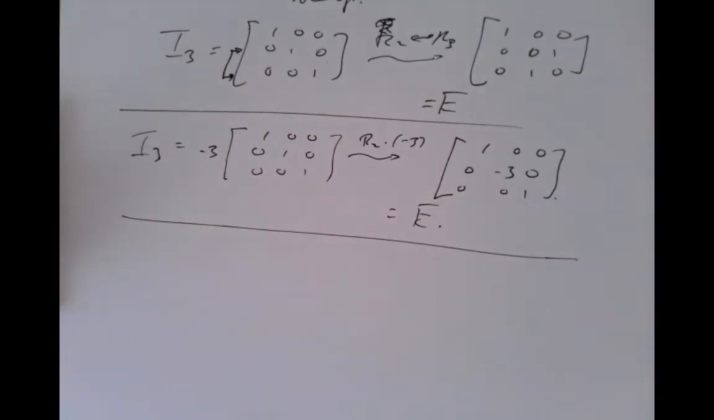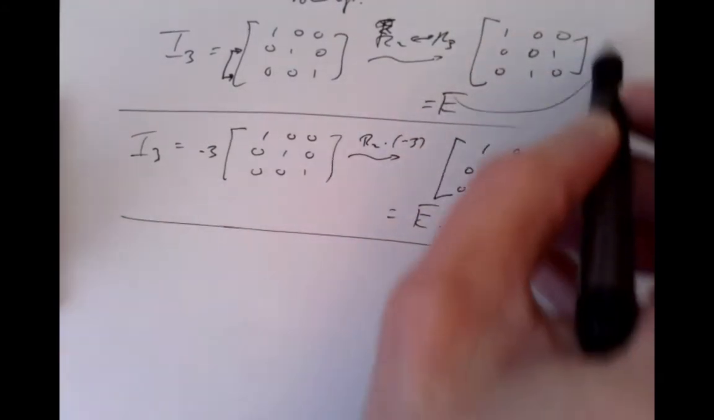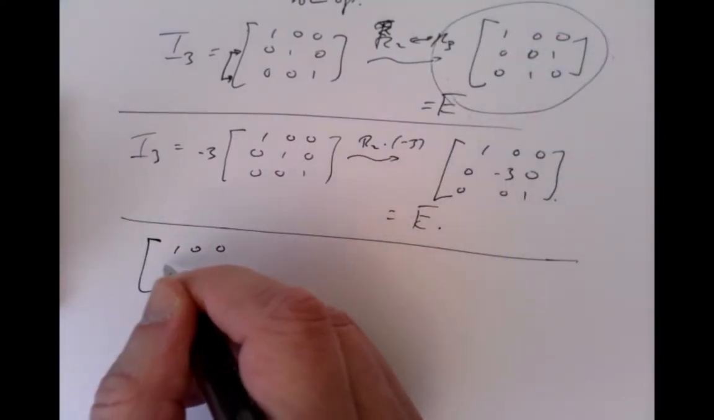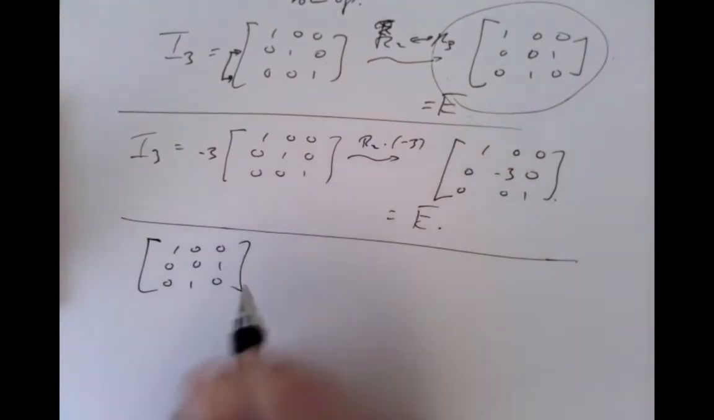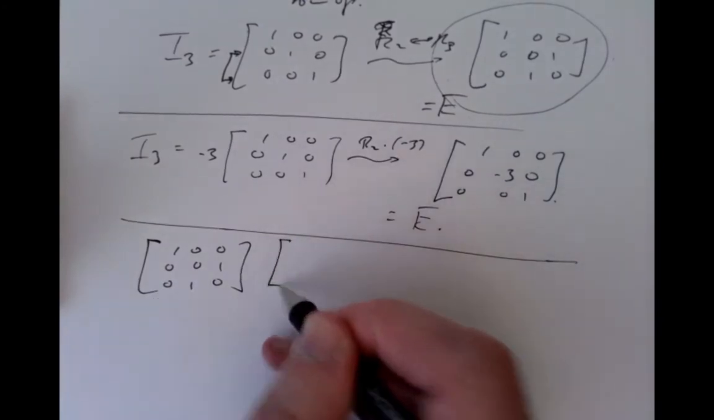But what do they do? What's the point of them? When we take one of these elementary matrices and apply it to another matrix, it does a row operation. Let's start with this example here. That example is obtained by swapping rows 2 and 3 of the identity matrix. What happens if we apply it?